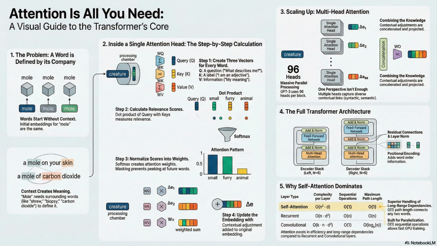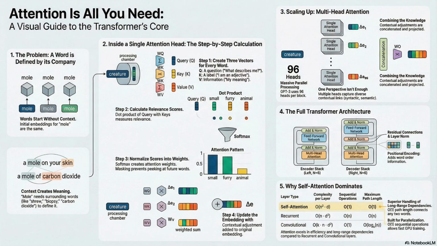Okay, so that explains one type of relationship, like adjective-noun. But language is way more complex. You need to track who the subject is, where the action is, what the tone is. A single attention head can't do all of that. It can't. It can only learn to specialize in one thing.